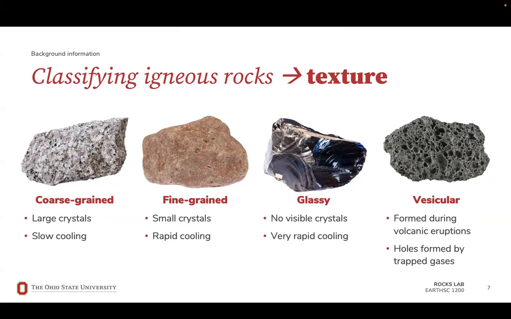Another type of texture you'll find in this lab that is helpful for identifying igneous rocks is the presence of vesicles. This texture is known as vesicular. Vesicular rocks are formed during volcanic eruptions when a rapidly cooling lava freezes while still containing a high concentration of gas bubbles. These bubbles remain as open holes known as vesicles.